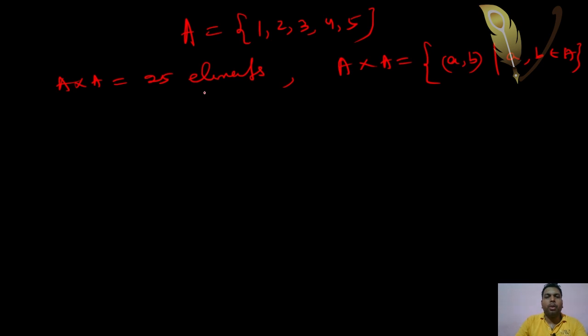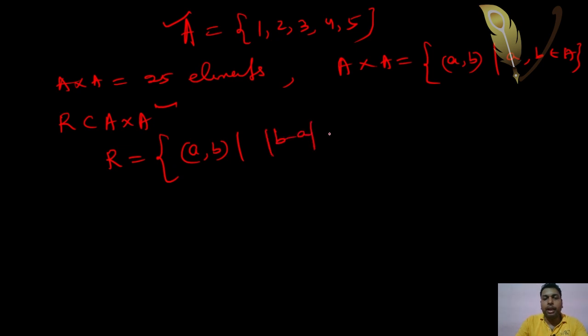So it contains (1,1), (1,2), (1,3), (1,4), (1,5), (2,1), (2,2), (2,3), (2,4), (2,5), (3,1), (3,2), (3,3), (3,4), (3,5), (4,1), (4,2), (4,3), (4,4), (4,5), (5,1), (5,2), (5,3), (5,4), (5,5). These are the elements in A cross A. Now R is a subset of A cross A. R is a relation on A. R is defined as ordered pairs (a,b) such that |b minus a| is even.